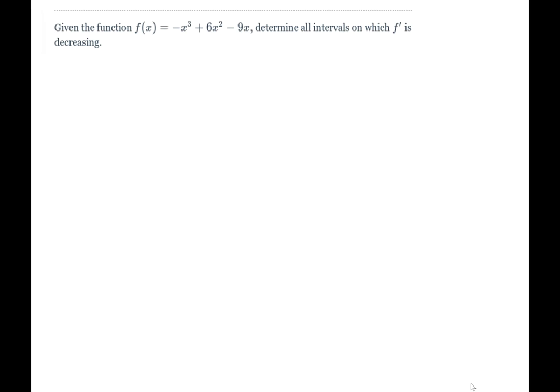So in class, we were given the function, and we were supposed to determine the intervals where f is decreasing. This one is asking where f prime is decreasing. So if we're looking for where f prime is decreasing, to get f, we work with the first derivative. To get f prime, we have to go all the way to the second derivative. So I'm going to start by calculating my second derivative.